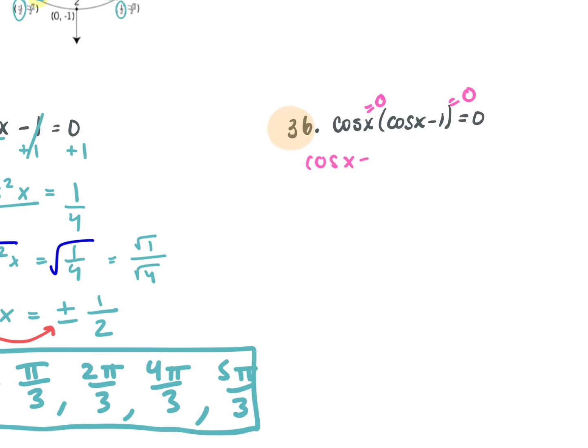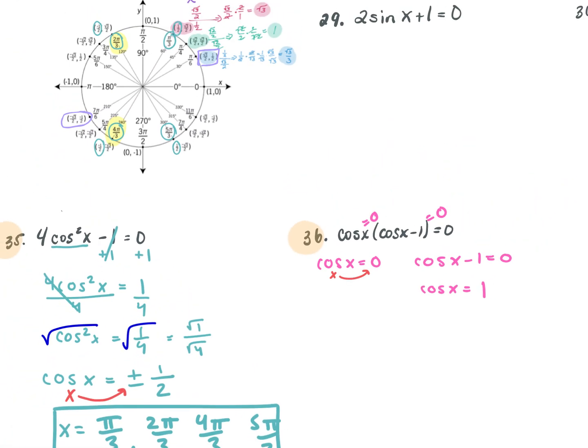So cosine x equals 0. Cosine x minus 1 equals 0. So cosine x equals 0 is already solved. The other one, when we isolate our trig function, we get cosine is equal to what? 1. Awesome. We add 1 to move it to the other side. Now cosine tells us we look for what on the unit circle? The x value.